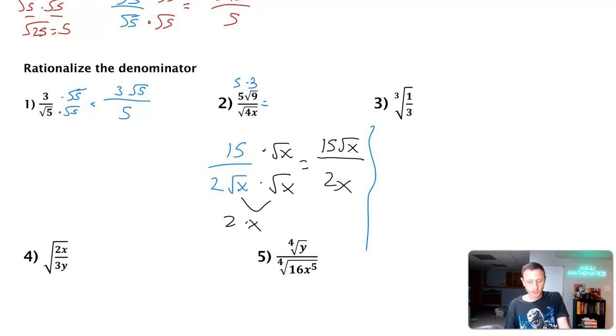Check out number 3, the cube root of 1 over 3. Whenever we have a fraction inside a radical, we can separate the fraction into 2 separate radicals. So I could take the cube root of 1 over the cube root of 3. Cube root of 1 is 1, so I have 1 over the cube root of 3.